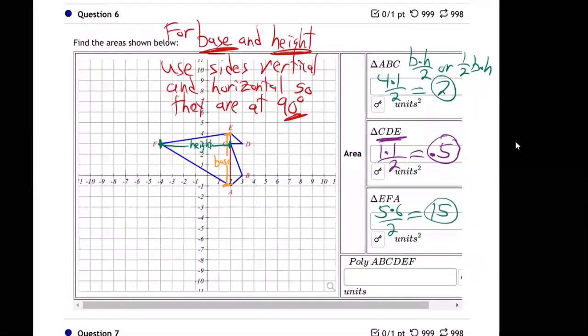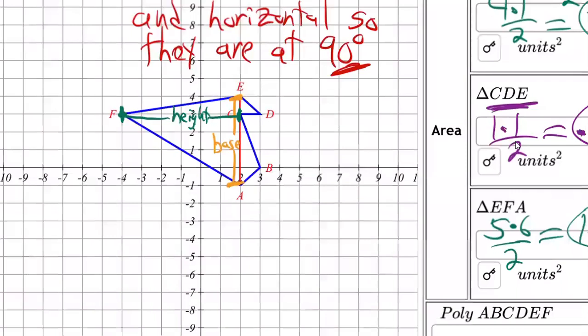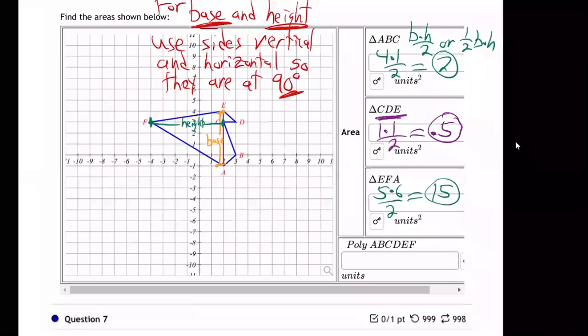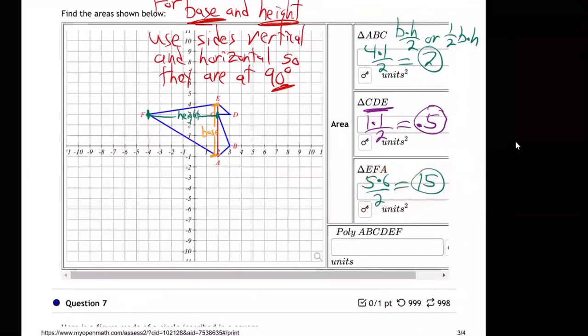Does that make sense? So for triangle EFA, there's the base, there's the height. The base is all the way from here, 1, 2, 3, 4, 5, down to there. That's the base of the triangle. The height is at 90 degrees to that right here. And then this is the bottom of the triangle. We're not doing these right now. So the height goes 1, 2, 3, 4, 5, 6, from the tip top straight down to the base at 90 degrees. That's the height. So 5 times 6 divided by 2 is 15.